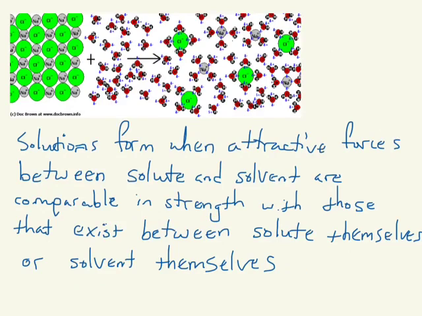Okay, so solutions form when attractive forces between solute and solvent are comparable in strength with those forces that exist between just the solutes and just the solvents. If we take a look at the image here describing salt, NaCl, dissolving in water, here we have our salt crystal. It's like a cube, repeating sodium and chloride ions, and it's going to be mixing, hence the addition sign, with H2O. Here are our tiny water molecules. It might be difficult to see, but you have your red oxygens, your black hydrogens, and the partial positives and the partial negatives.